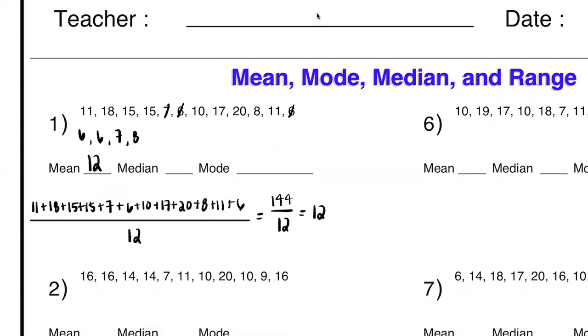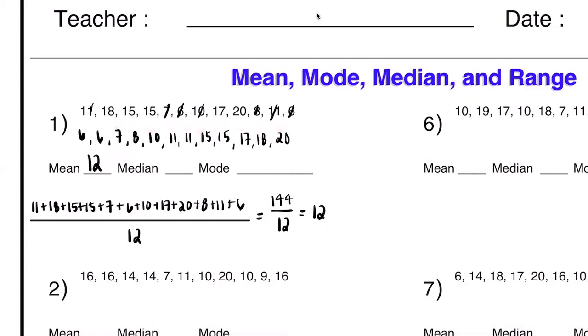We have an 8. We have a 10. We have two 11s. We have a 15. We have another 15. We have a 17. We have an 18. We have a 20. Let me make sure that everyone's accounted for: 1, 2, 3, 4, 5, 6, 7, 8, 9, 10, 11, 12.